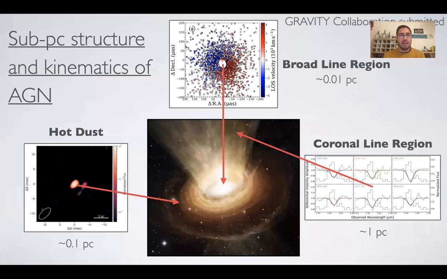Now, here in this talk, I'll be discussing the subparsec gas structure and kinematics around a very nearby AGN. In particular, we'll be studying three different regions: one, the broadline region at 0.01 parsecs; two, the hot dust at 0.1 parsecs; and finally, the coronal line region at about 1 parsec. All of this is detailed in a new publication that has just been submitted for publication, and you should be able to find it on arXiv in the next coming months.